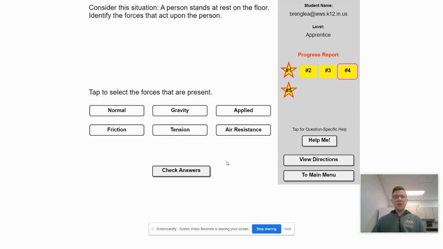Okay, so a person stands at rest on the floor. So obviously gravity will be acting on the person, and then since they are in contact with the floor and the floor must push back up on the person, there will be a normal force acting on the person. There's no applied force, no push or pull, no friction because they're not moving, sliding, or scuffing their feet on the ground. There's no tension because there's no rope or cord, and there's no air resistance because the person is not moving.